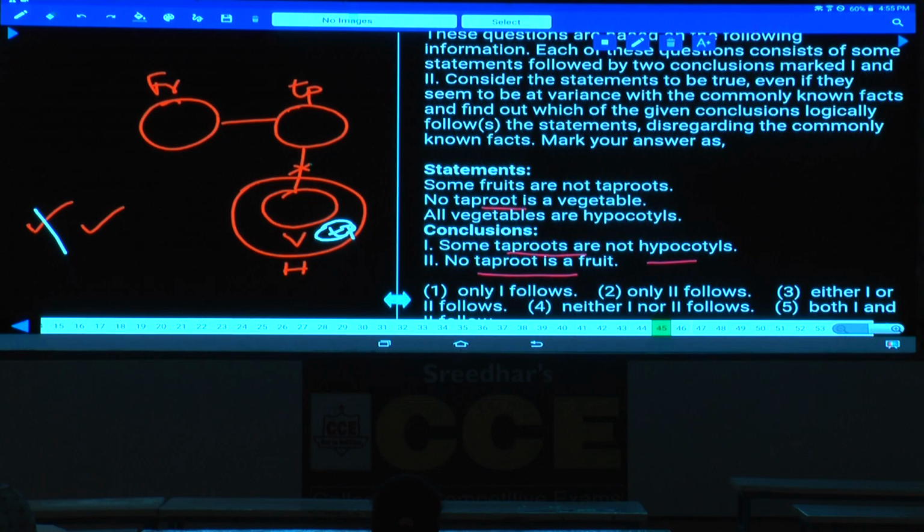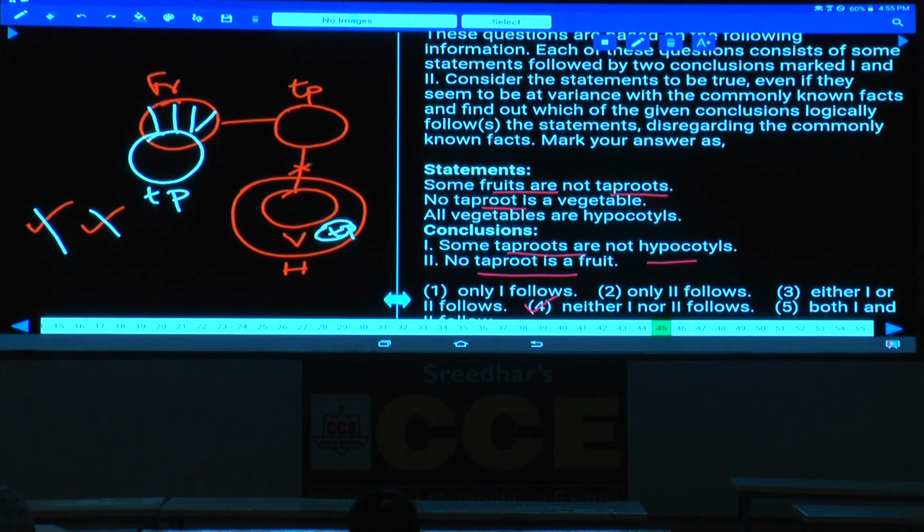Now in order to make this one false, I need to prove some taproots are fruits. Tell me whether I can draw like that or not. If you draw like this, some fruits are not taproots, these are the fruits which are not taproots, that is also true. Alternate diagram proven, previous conclusion will be false. Hence neither one nor two, choice 4. Now this is about question number 45.